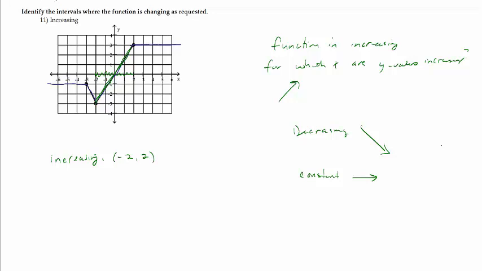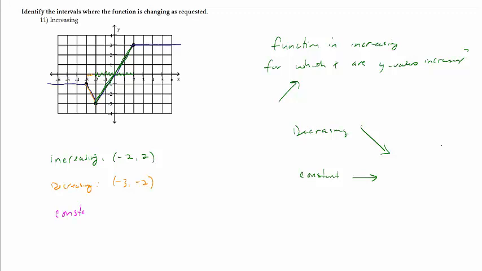Now where was it decreasing? So let's see, where was it going downhill? It was going downhill here, and that's it. So what are those x values? That's just between here and here. So -3 to -2. And then lastly, we can go ahead and look at where it is constant.